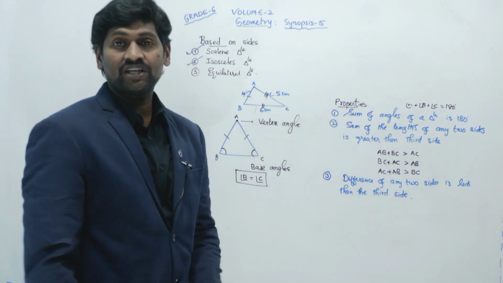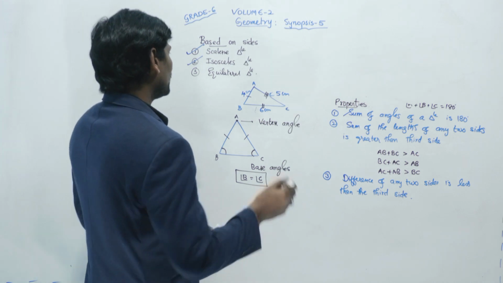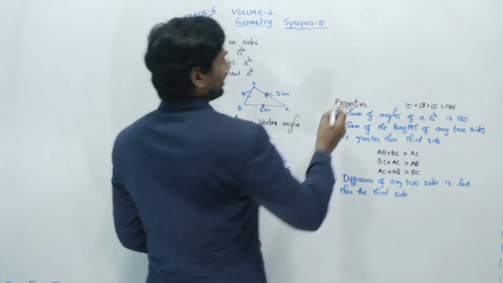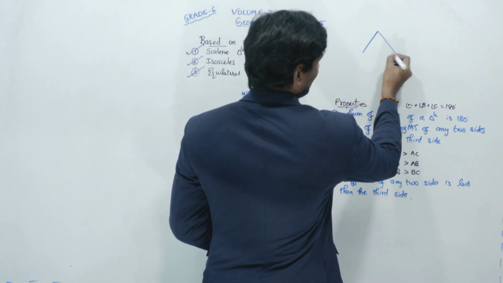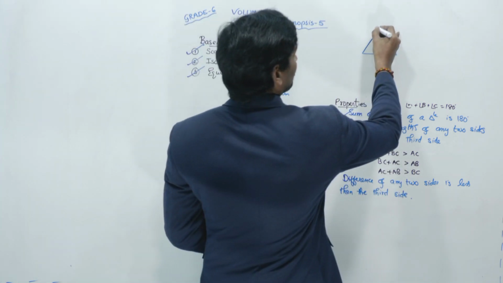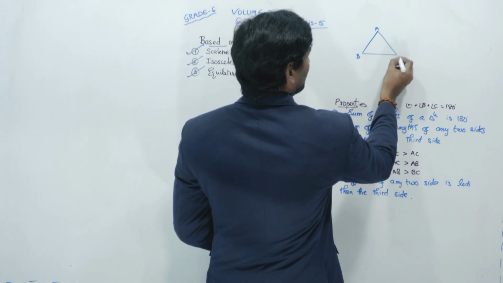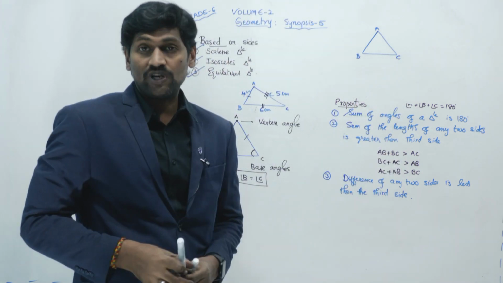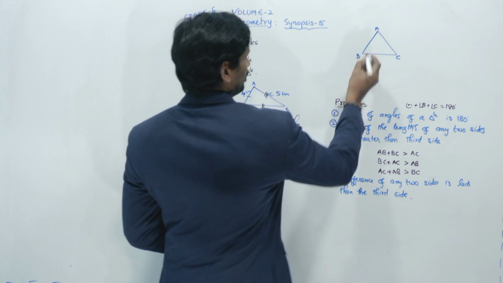Scalene triangle is completed. Now, equilateral triangle. What is an equilateral triangle? A triangle having all its sides of equal length. If all the sides of a triangle are of equal length, then we can call it an equilateral triangle. All sides equal.